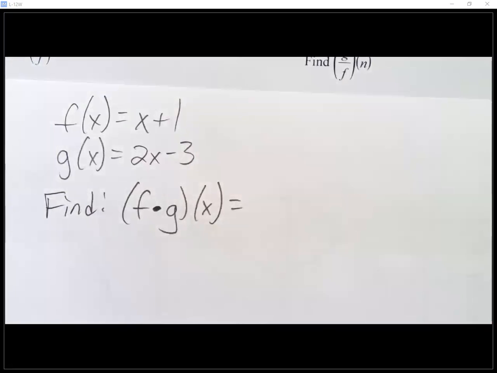Hold on to your answer. Multiply those two together. I will give you a small hint if you want it. If you have an answer of 2x squared minus 3, you are incorrect, my friend.